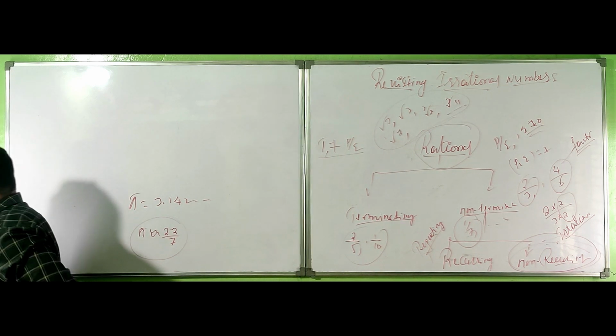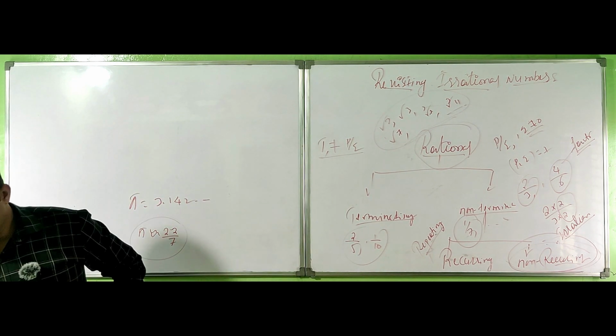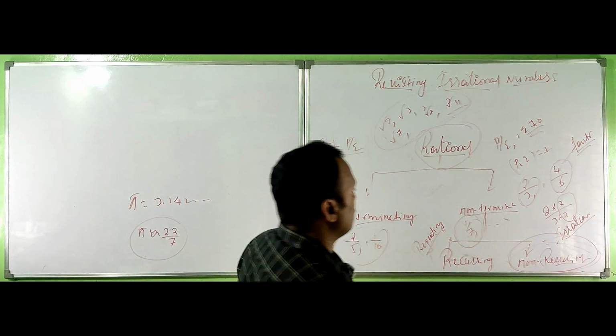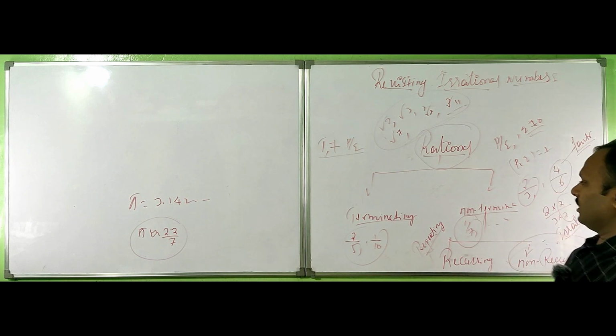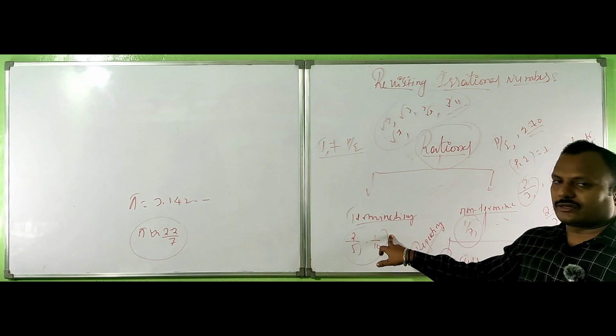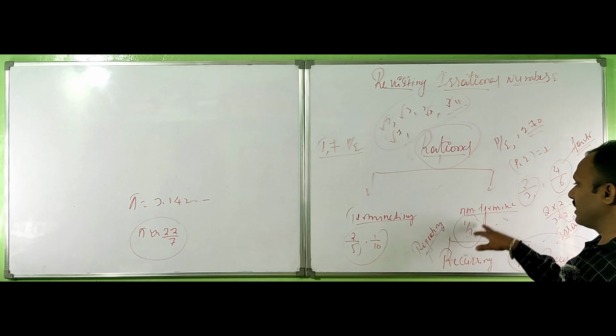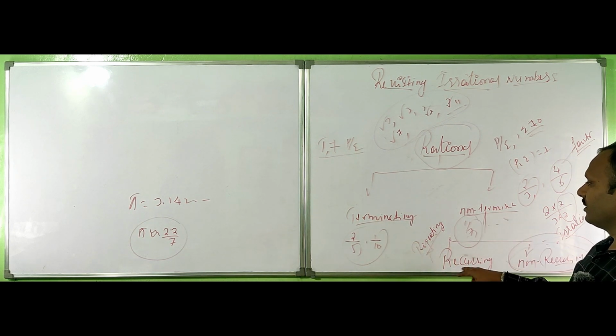Okay, there's one theorem here. Again, what is an irrational number? See, rational numbers have terminating decimals and non-terminating decimals. Terminating is one kind, and non-terminating has a recurring part like that, na?